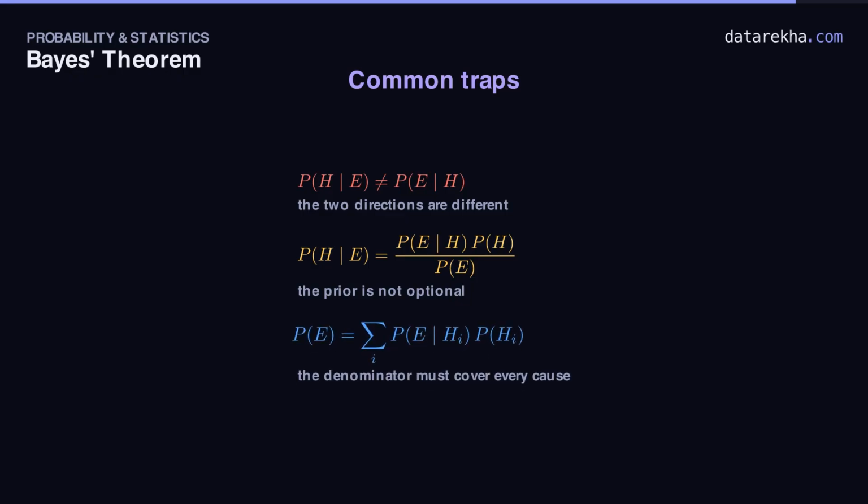Trap 3. An incomplete denominator. P of E must sum over every way the evidence can arise. Miss a path and the whole ratio is wrong. And trap 4. Sloppy complements. The healthy fraction is 1 minus the sick fraction. Keep every probability between 0 and 1 and check your posteriors sum to 1.